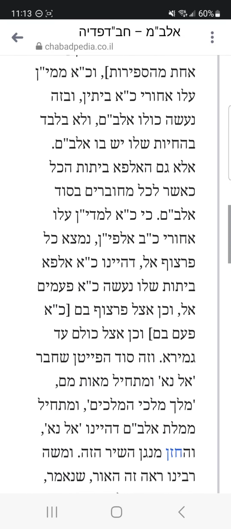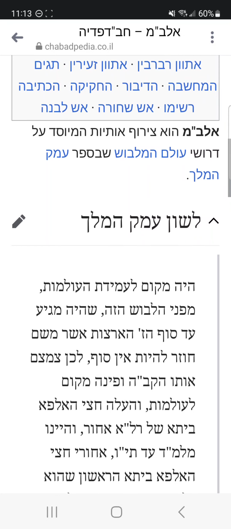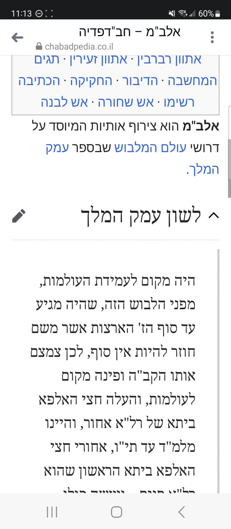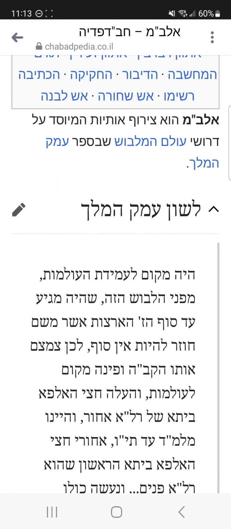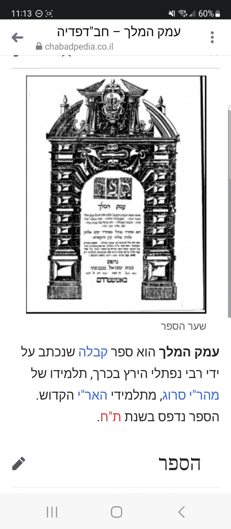Now, I'm going to read you the Lashon Emek HaMelech. Let's see who this is from. I'm not sure exactly who this is or what it is. It's a book on Kabbalah that was written by Reb Naftali Hertz Bachrach, a student of the Marisarul, from the students of the Arizal, the Holy Lion, buried in Tzfat.